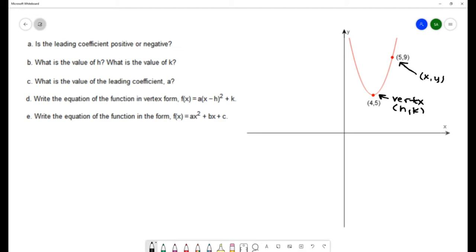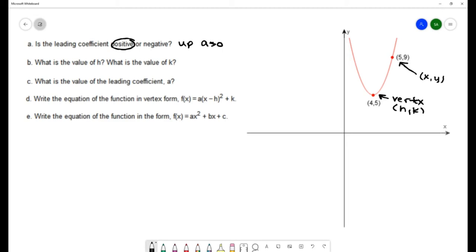So the first question says, is the leading coefficient positive or negative? Now, looking at this graph, we can see that this parabola is oriented up. So because that parabola is oriented up, we know that our leading coefficient a is going to be greater than 0, or positive. So by the orientation of our parabola, we know that a, our leading coefficient, is positive.